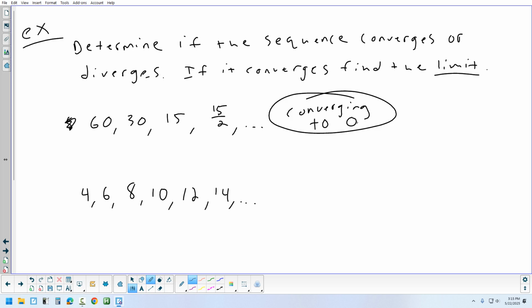How about this one? 4, 6, 8, 10, 12, 14. Is that sequence converging? No. What are we doing each time? Yeah, an arithmetic sequence never converges. Because with arithmetic sequences, you're just adding or subtracting the same number repeatedly. That can never converge. Geometric sequences are the only kind that can converge. Okay, so in this case, this diverges.